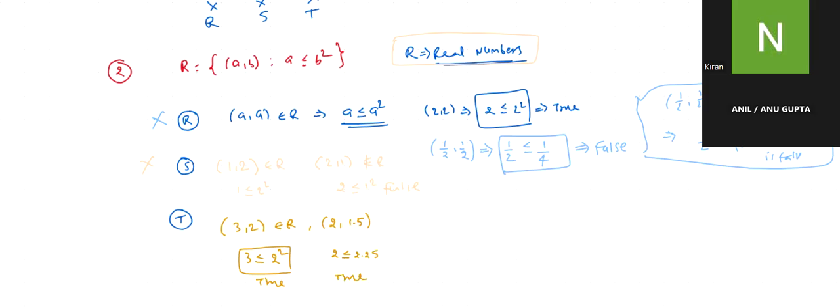Then take (3, 1.5). Think about it: 3 is less than or equal to 2.25. Is it true? No, false. It does not belong to R. Therefore, it is neither reflexive, nor symmetric, nor transitive.